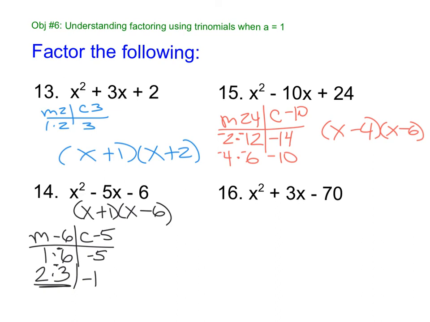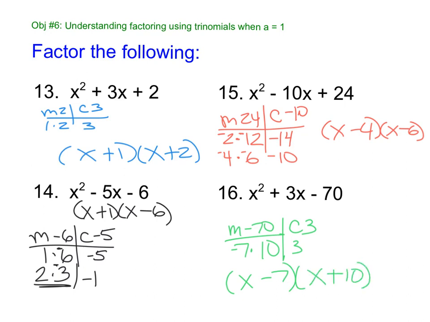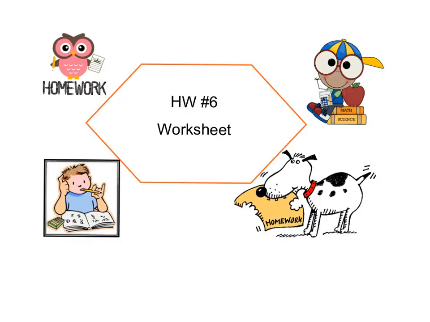All right, last problem. This one's probably the most obvious of all of them on this page. Well, maybe number 13 was easier. What multiplies to negative 70 and combines to 3? 7 times 10. So x minus 7, x plus 10. And that's it. That is our second factoring method.